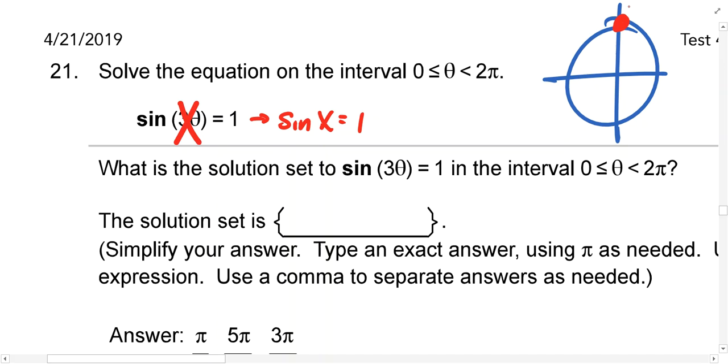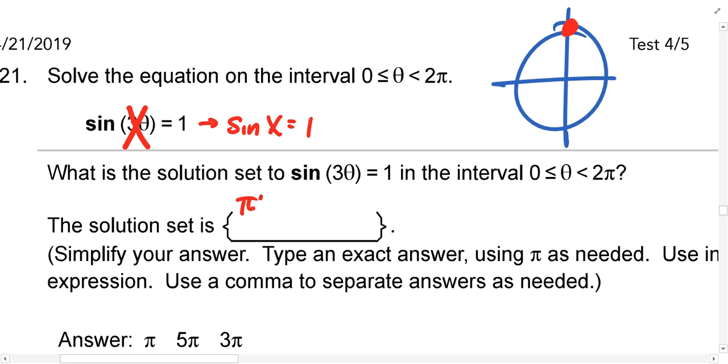The only angle measure that's got a y value equal to 1 is at 90 degrees, which is pi over 2. However, pi over 2 is not the solution for theta. Pi over 2 is the solution for x. Now, if x is used for 3 theta, then theta by itself is equal to x divided by 3.